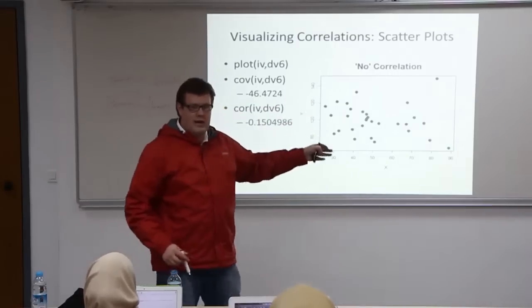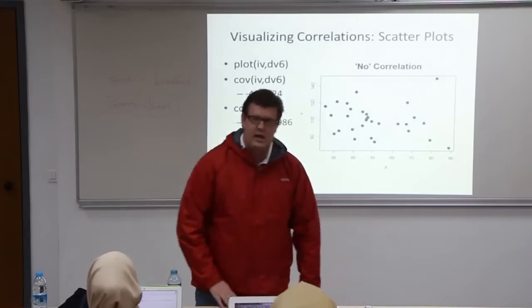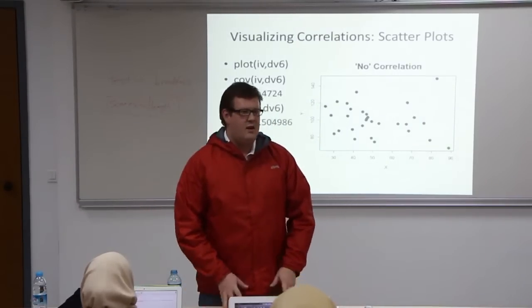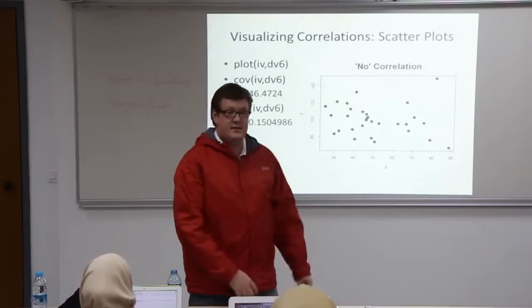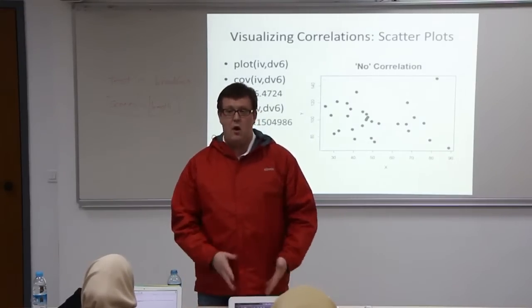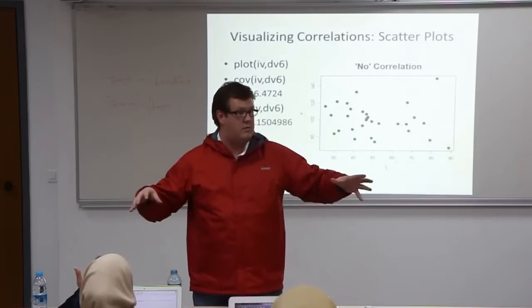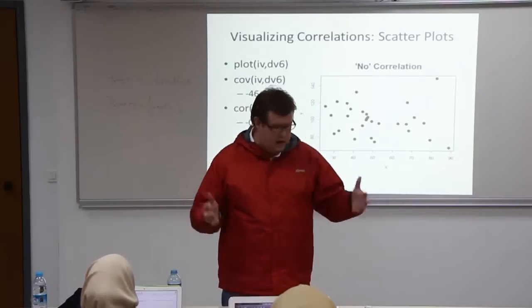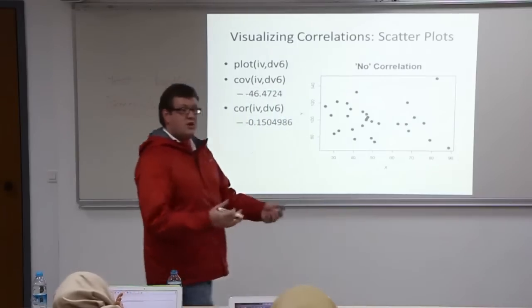I said no correlation because when I generated these data, I just said, okay, x is equal to rnorm something, and y is also equal to rnorm something. So they're just random, right? There shouldn't be a correlation between just random data.